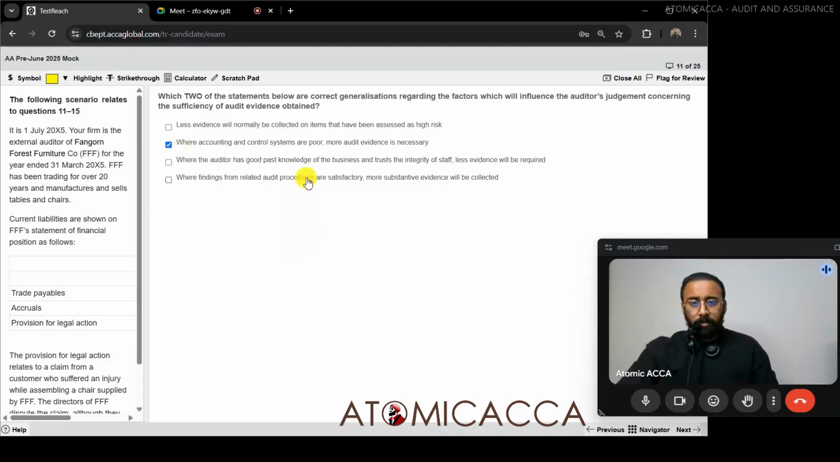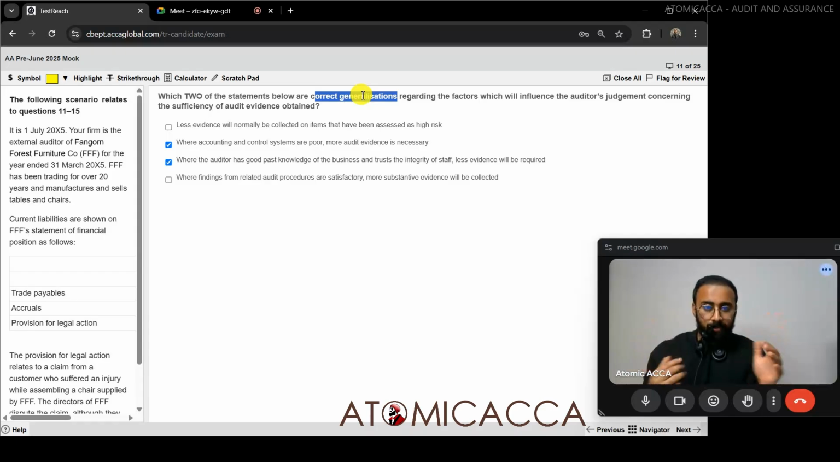Where the auditor has good past knowledge of the business and trusts the integrity of staff, less evidence will be required because they know the business really well. So the chance of errors or other risk coming up is less, so less evidence is required. So that is fine. You should not blindly go with this. That's why they said generalization. Generalization means just like a first round of primary mindset. You always have to be skeptical about everything because you're the auditor. But you know the general ideas about the client or about quantity of evidence collection. That's what they're asking here.